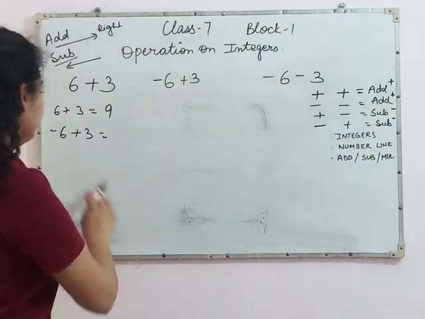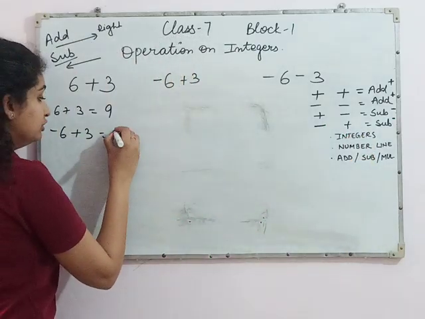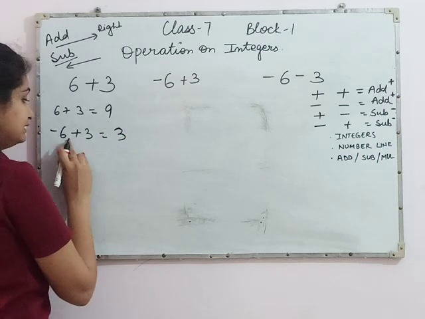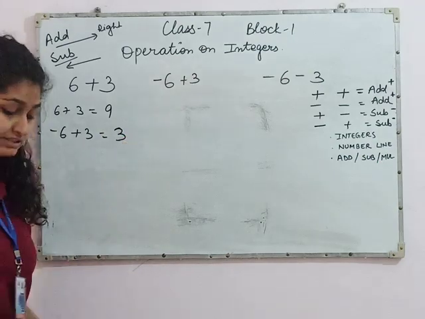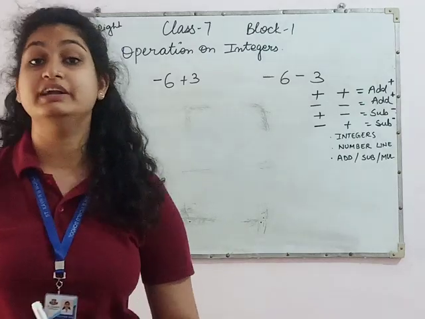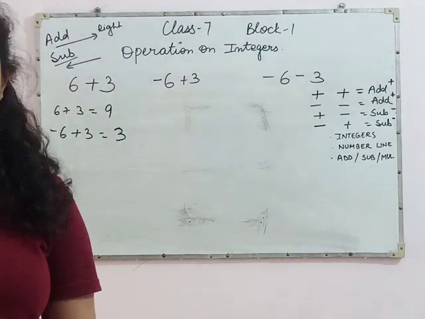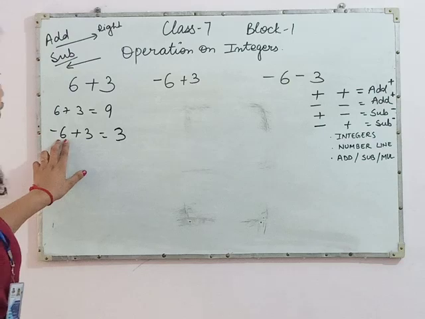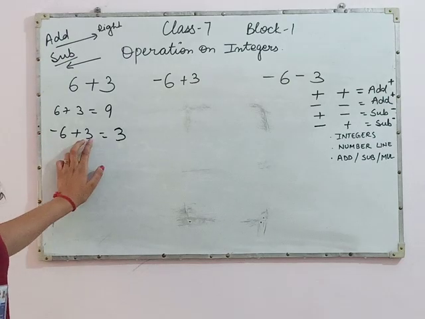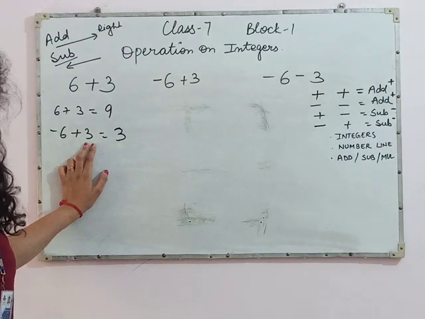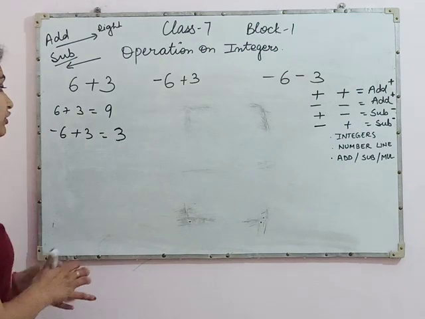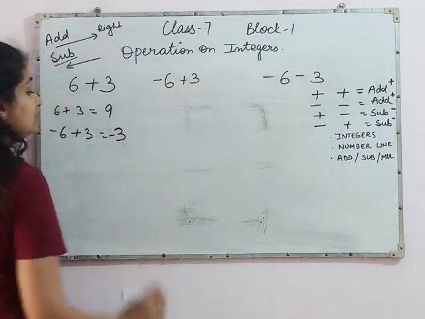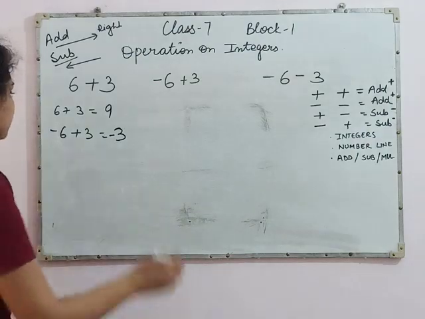One is negative, one is positive. We have to subtract. 6 minus 3 is 3. Now, whether the answer will be positive or negative depends on the absolute value. Absolute value of 6 is 6. Absolute value of 3 is 3. So, 6 is greater, having the sign negative. So, minus 3 will be our answer.